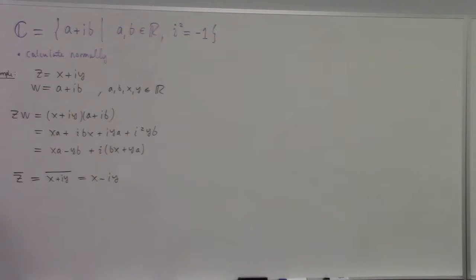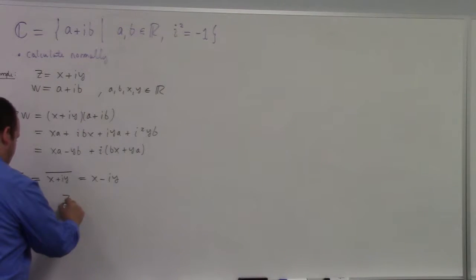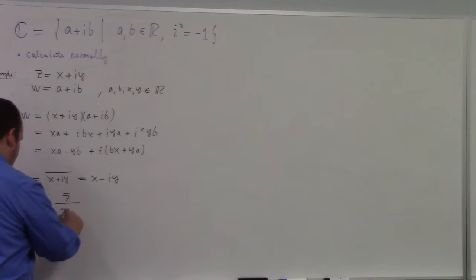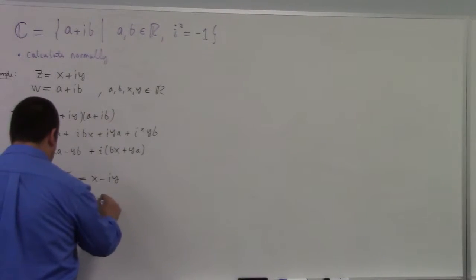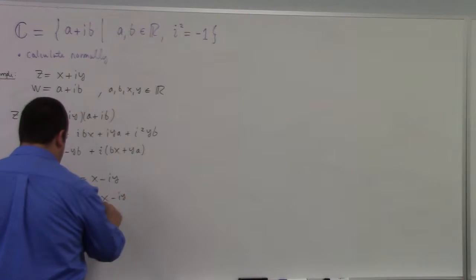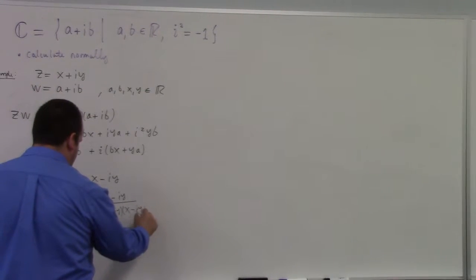This is very, very cool because if you look at 1 over z, if z is not equal to 0, you can rewrite that as z bar over z bar. So multiplying the top and the bottom by the complex conjugate. What's that give us? x minus iy upstairs. Downstairs it gives us x plus iy times x minus iy. What does that work out to?